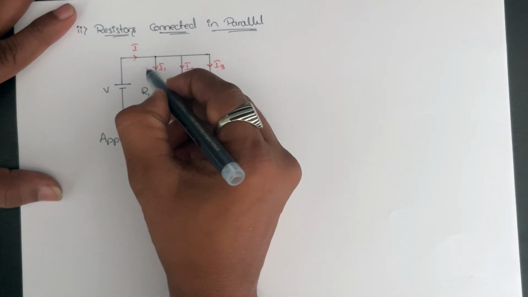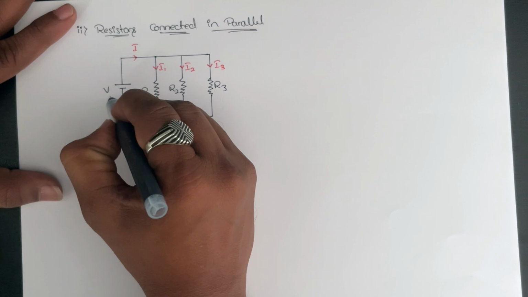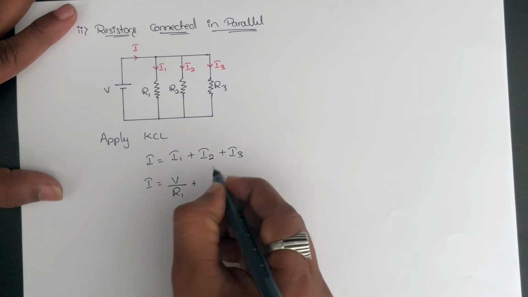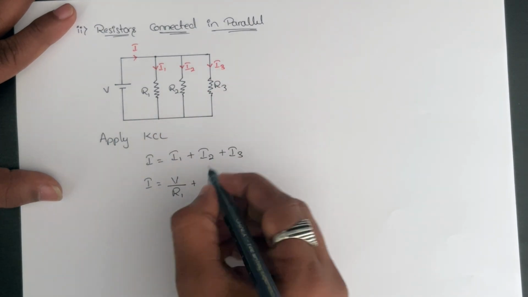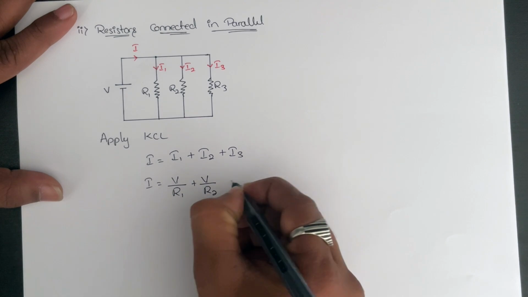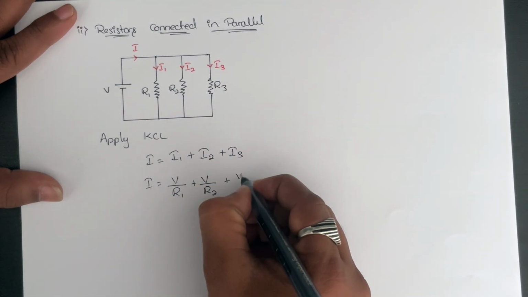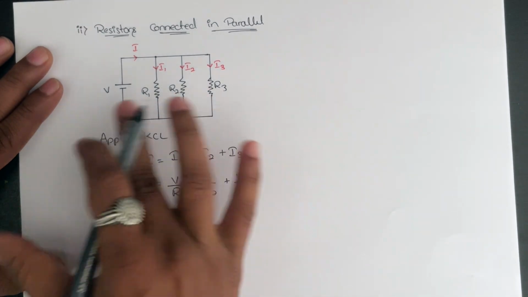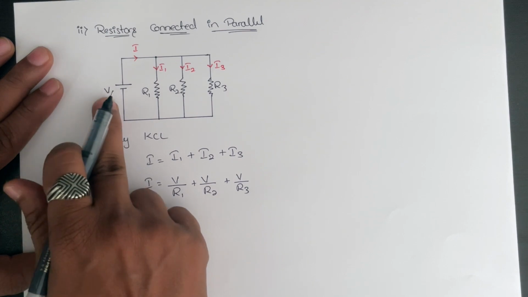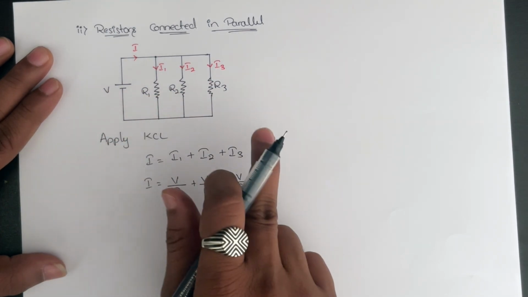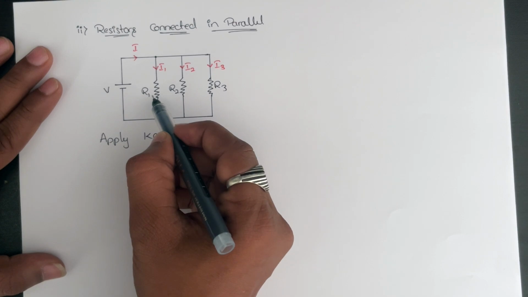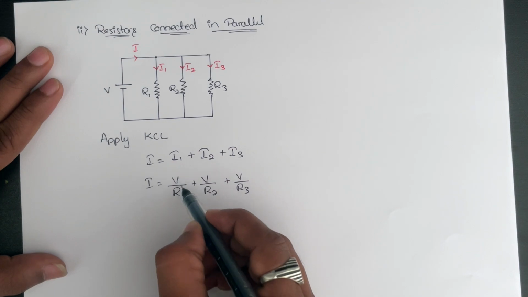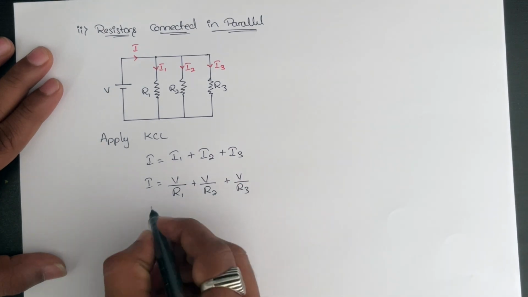I1 is the voltage applied across R1, which is V, therefore V divided by R1, plus the value of I2 is V by R2, plus I3 is V by R3. As we already mentioned, when two or more resistors are connected in parallel, the same source voltage is applied across all the resistors, the same source voltage across R1, R2 and R3. From that we have taken V by R1, V by R2 and V by R3.